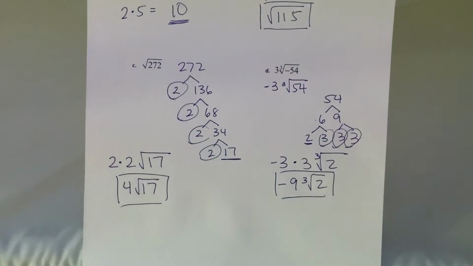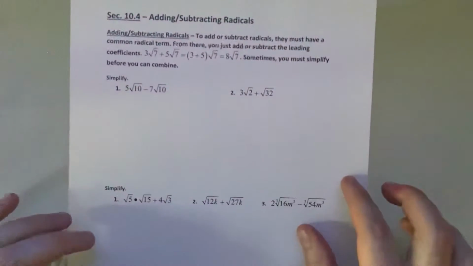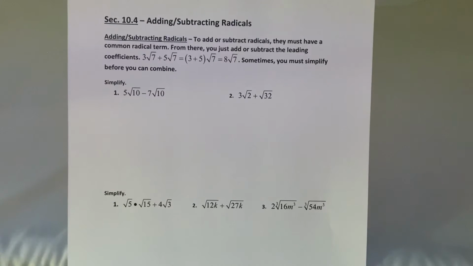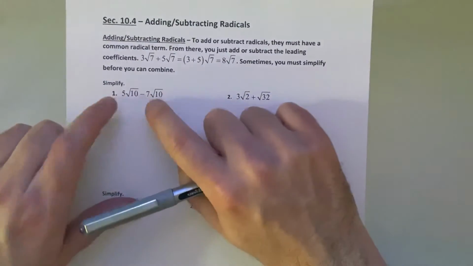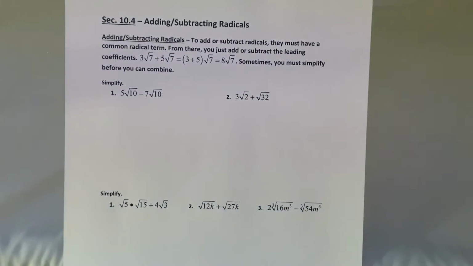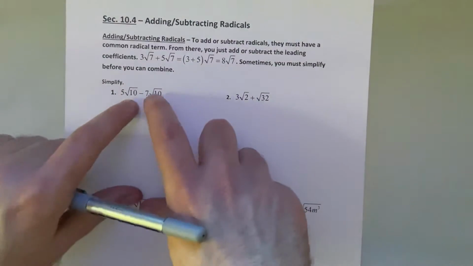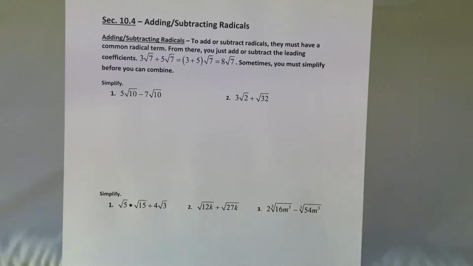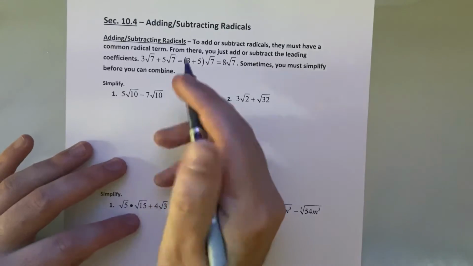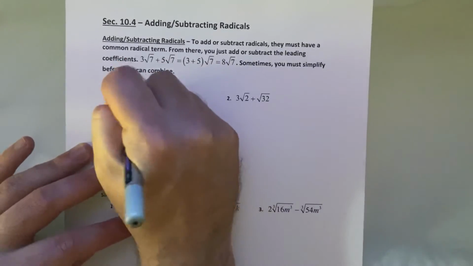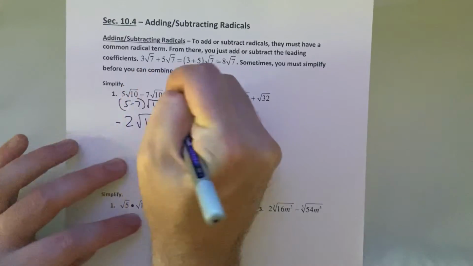Now, where does the simplifying help us? If we are adding and subtracting radicals. If you're adding and subtracting multiples of the same kind of radical, imagine the square root of 10, for example, is a cookie. If you have 5 cookies minus 7 cookies, you would have negative 2 cookies. So if you have the same radical, you just add or subtract the numbers in front. The only way you can combine them is if they have the same number under the root. So 5 square roots of 10 minus 7 square roots of 10 is 5 minus 7 square roots of 10, which is negative 2 square roots of 10.